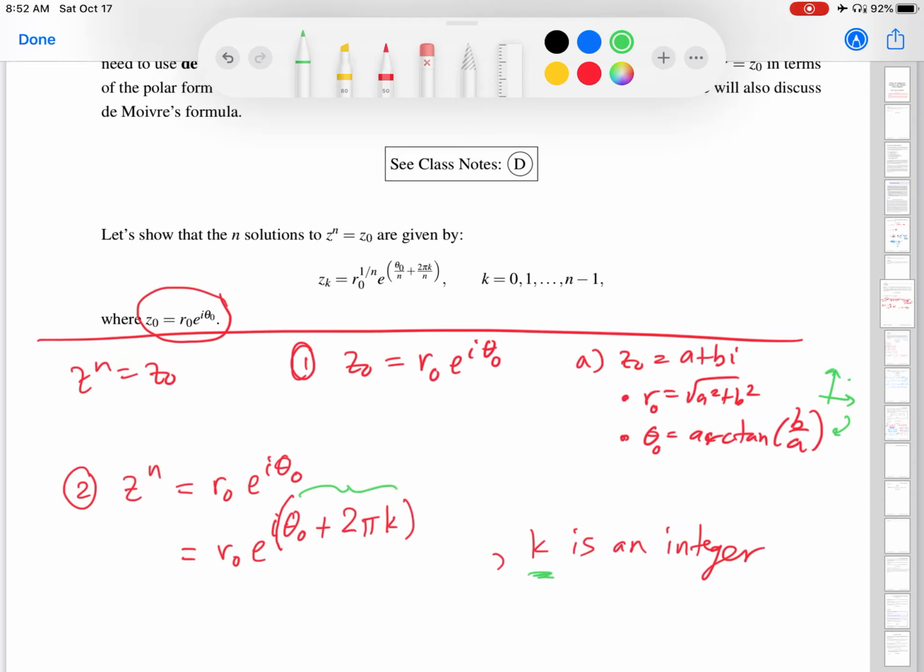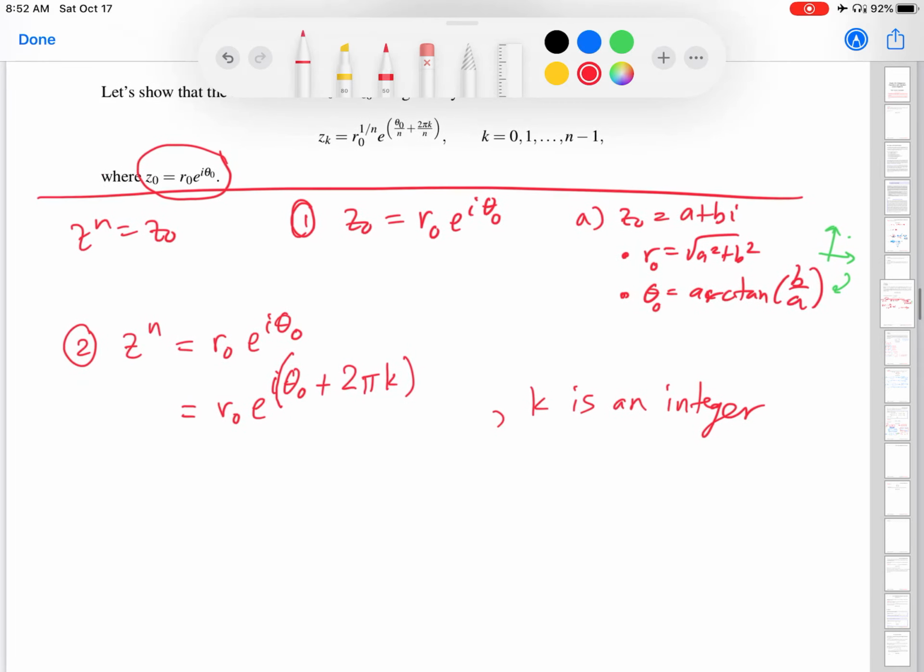If k is 0, then this angle is the original angle that represents the point a plus bi. If k is 1, then this is theta plus 2 pi. So that's going around one full rotation and ending up at the same angle theta sub 0, just counted plus 360. If k is negative 1, then it's theta sub 0 minus 2 pi. Same thing, you go around the opposite direction, but you end up at the same theta sub 0 place. So that is why we can write that there without changing the equation.